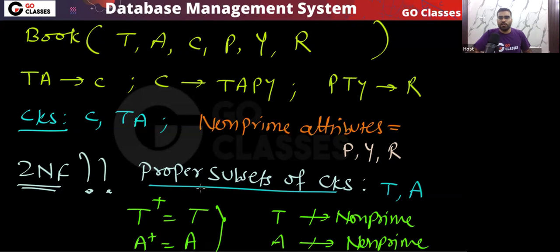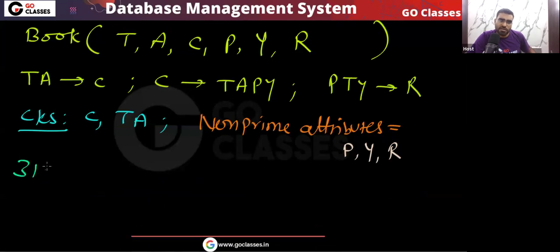Is this clear? The non-prime attributes are P, Y, R. You can see T cannot determine a non-prime attribute, and A cannot determine a non-prime attribute. So this relation is in 2NF. Now let's check for 3NF.